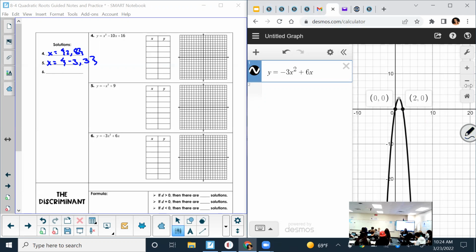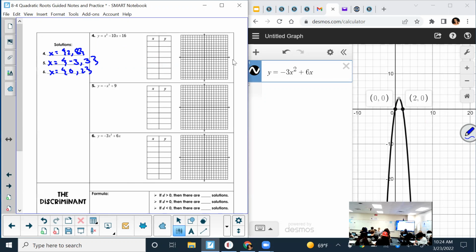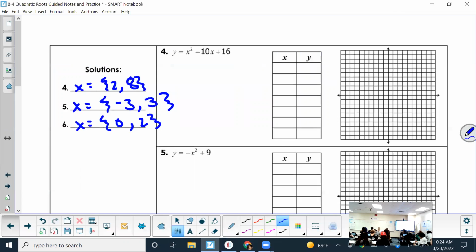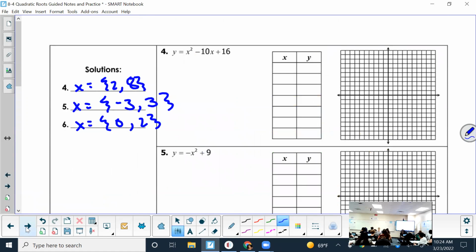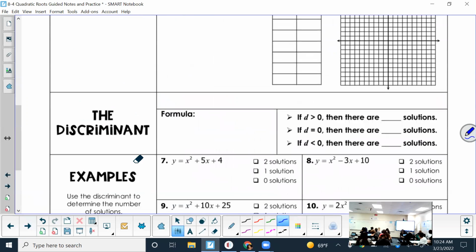All right, so whatever number is in the X spot is your solution. All right, does that make sense? Any questions? All right, still want to see you do on your practice how we did it, like in number 1 and 3. Real quick, we still have to do the discriminant.